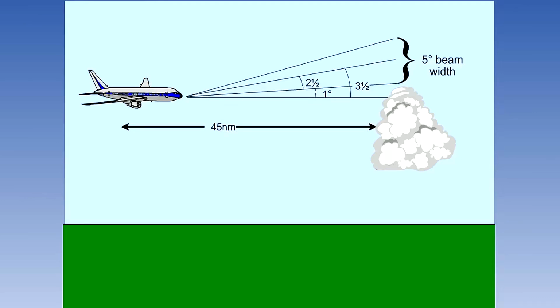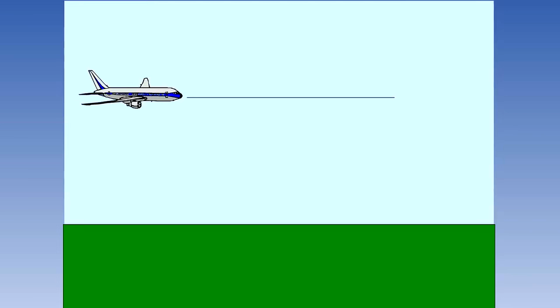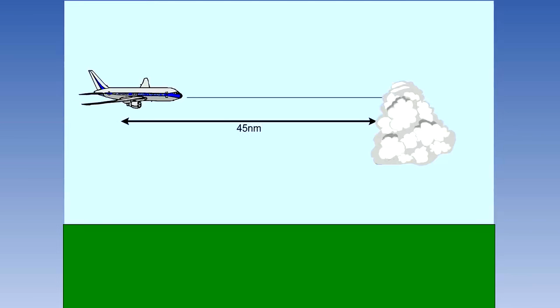The procedure is to move the tilt control up until the returns from the cloud just disappear from the screen. The tilt angle and range of the cloud are noted. The center of the beam, when not tilted, represents the horizontal aspect of the aircraft. This represents the horizontal. Let's now put in a cloud 45 nautical miles in front with its top slightly above the aircraft's level. When tilted up to just clear the cloud, the tilt angle represents the angle from the aircraft horizontal to the center of the beam.